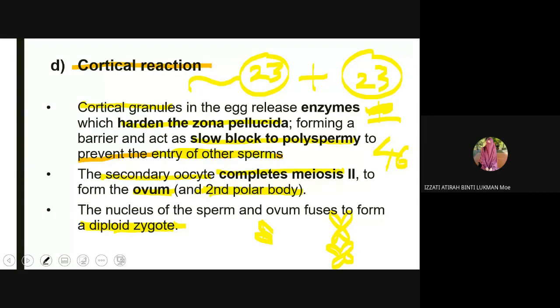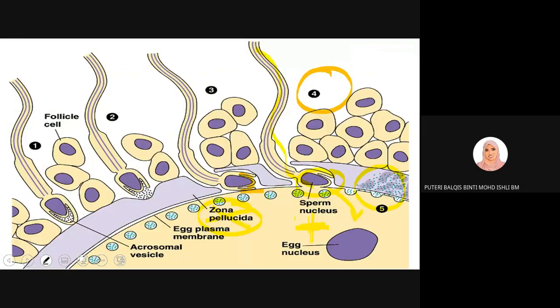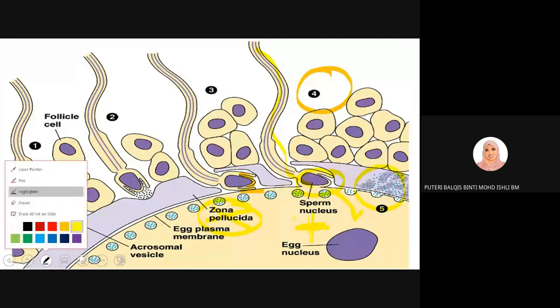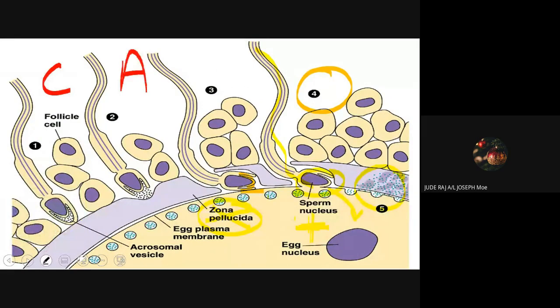Boleh. Soalan ke nak tanya? Madam, does the second polar body form after the sperm enters the ovum or before the sperm enters the ovum? After the nucleus of the sperm meets with the nucleus of the egg. Oh, then they separate lah. Yes. Oh, okay. Alright.